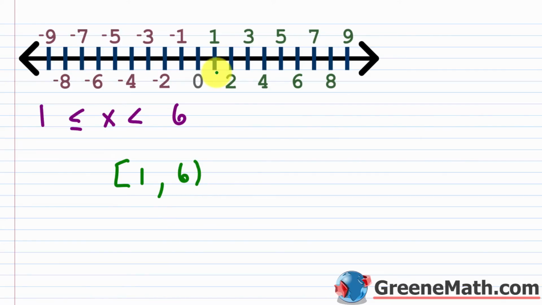So let's find 1 on the number line. That's right here. Let's go ahead and put a bracket there. Let's find 6 on the number line. That's right here. Let's put a parenthesis there. And then let's shade everything in between just to show that x can be +1 and then going up to but not including +6.